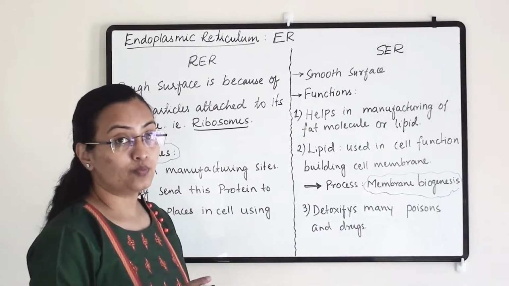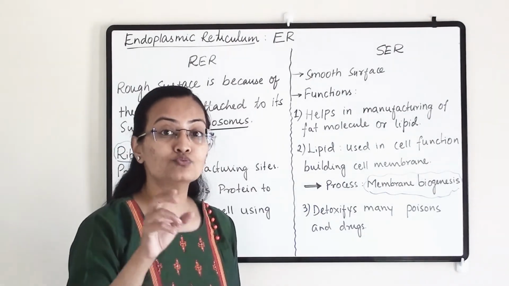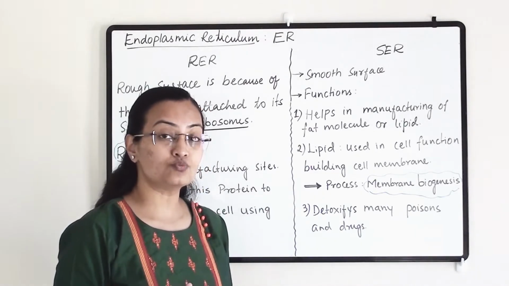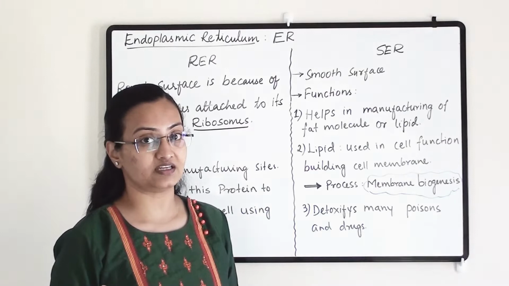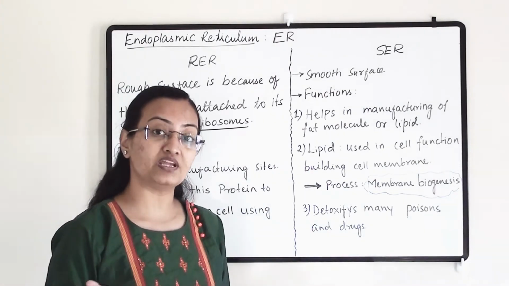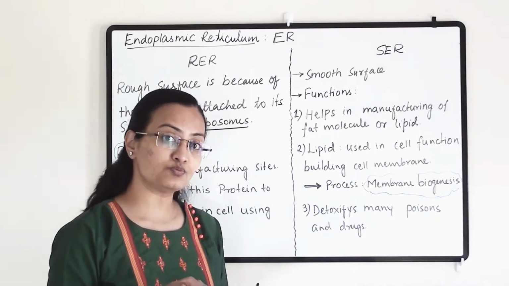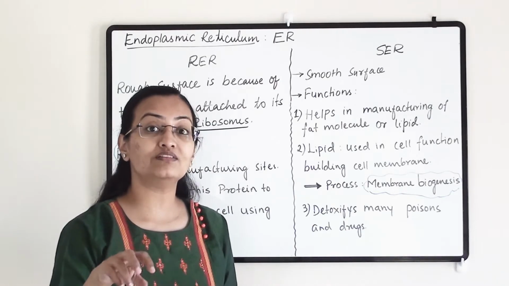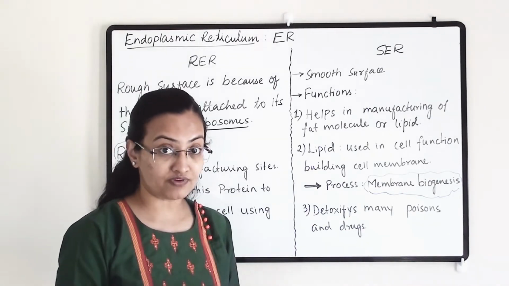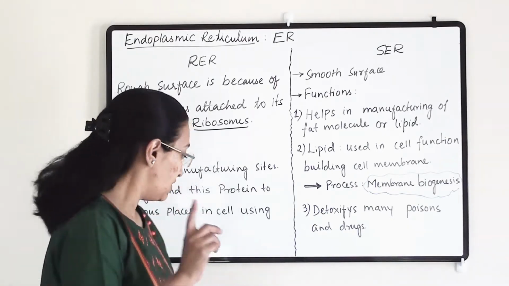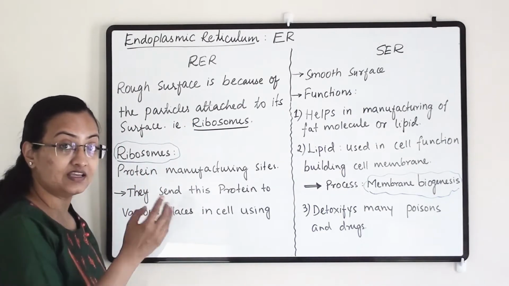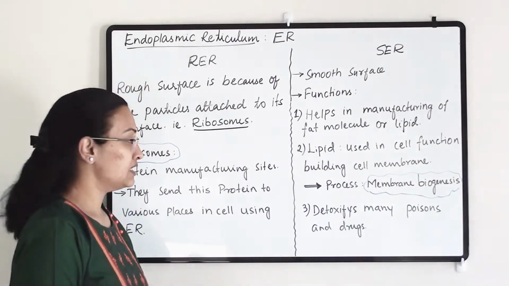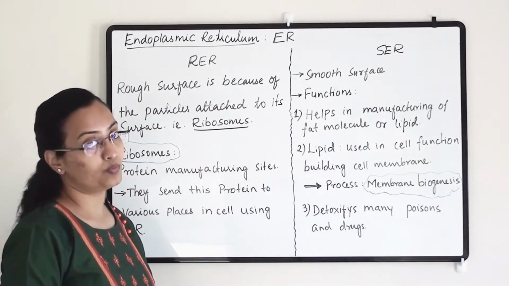So rough endoplasmic reticulum has ribosomes attached to its surface, so that's why its surface looks rough. And these ribosomes are actually protein manufacturing sites. They manufacture protein and send it to individual places in the cell wherever they require the protein. They take the help of ER to distribute the protein wherever it is required in the cell. So that is the function of rough endoplasmic reticulum.